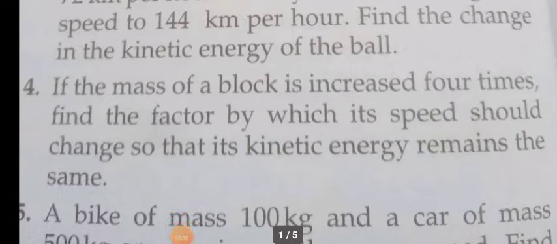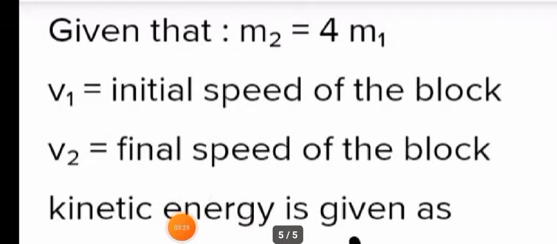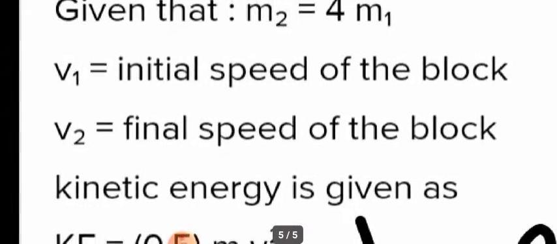If the mass of the block is increased 4 times, find the factor by which its speed should change so that its kinetic energy remains the same. So we have to find out what is given. The mass is increased by 4 times. And how much speed we have to change so that the kinetic energy must remain the same, even though the mass will be increased by 4 times. So what is the speed value we want to find out? So from the question, mass 2 is equal to 4 times of mass 1. By the question we understood.